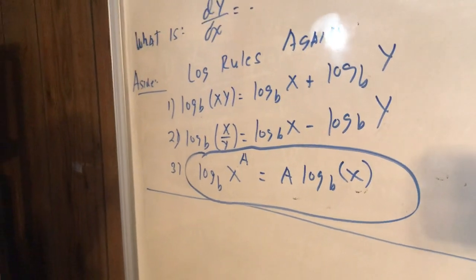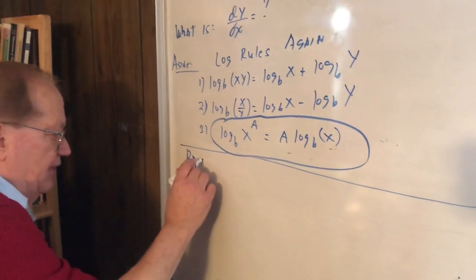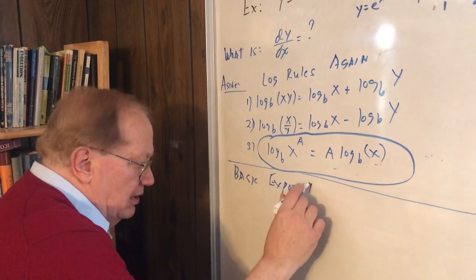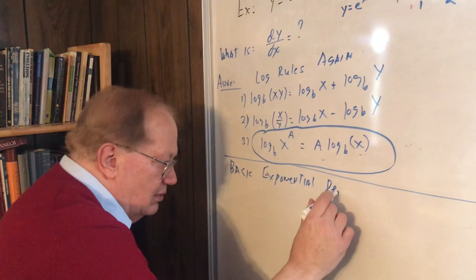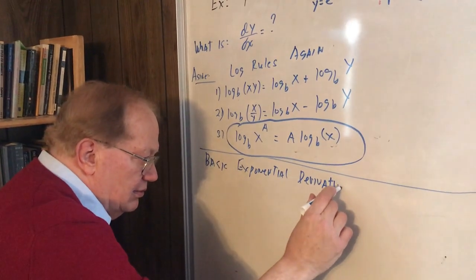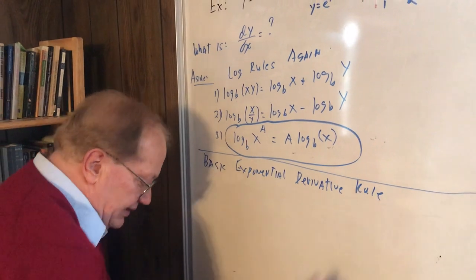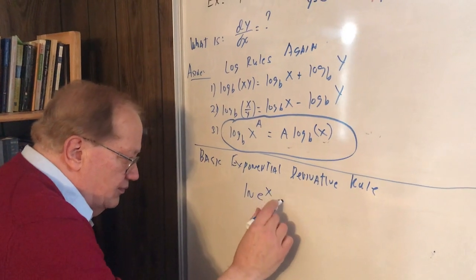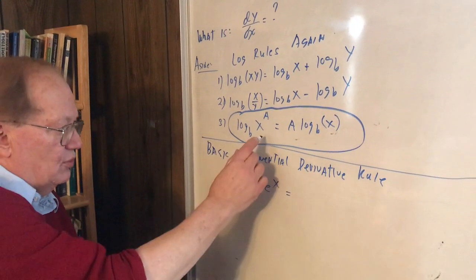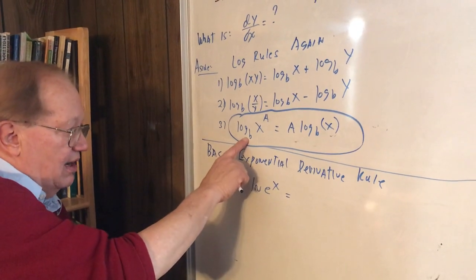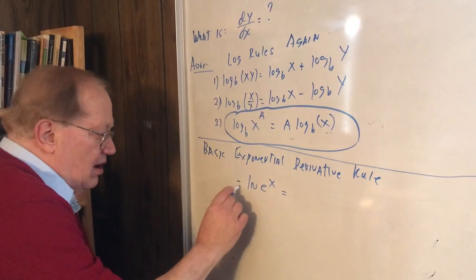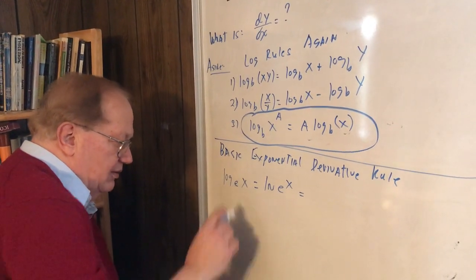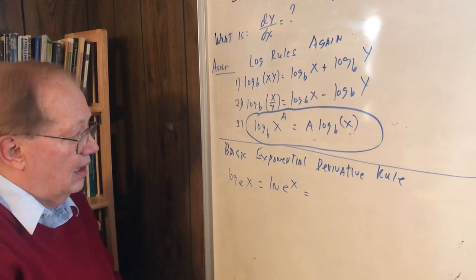So let's derive the basic exponential derivative rule. Okay, let's just take the natural log of e to the x. Let's apply the log rule here. Now this could be natural log. What is the natural log? Well, natural log is the log to the base e of x. That's what ln is. So I can use this rule.